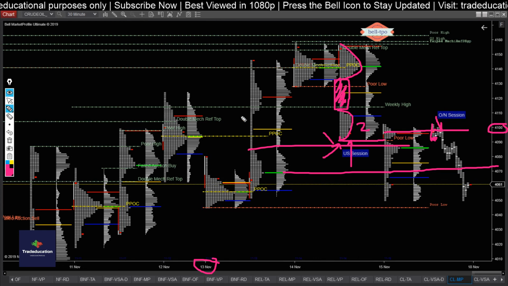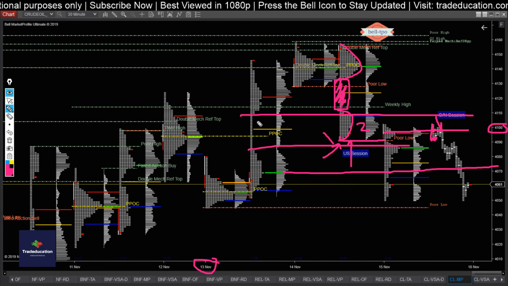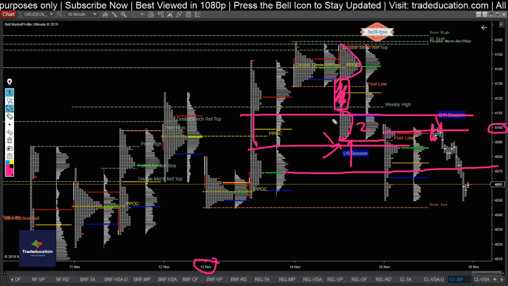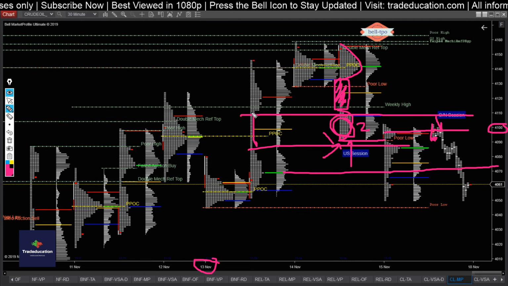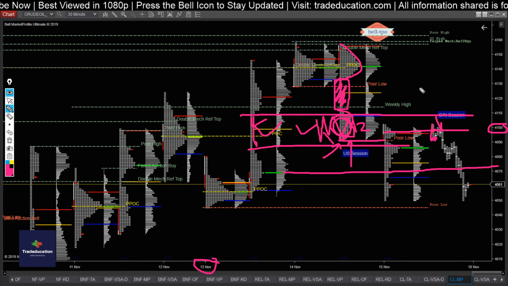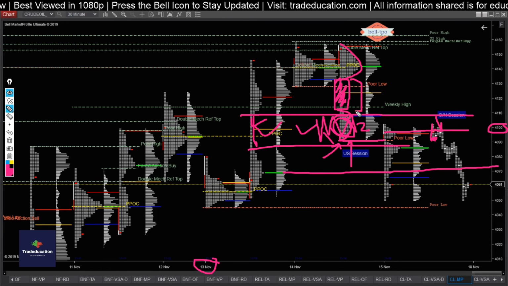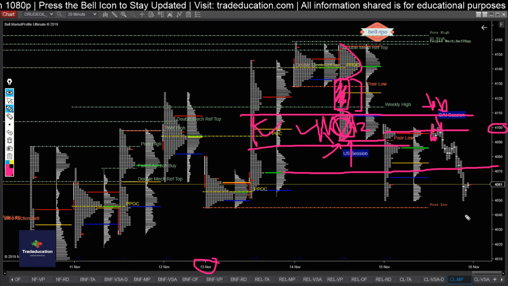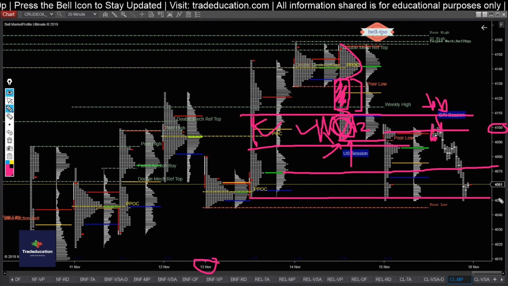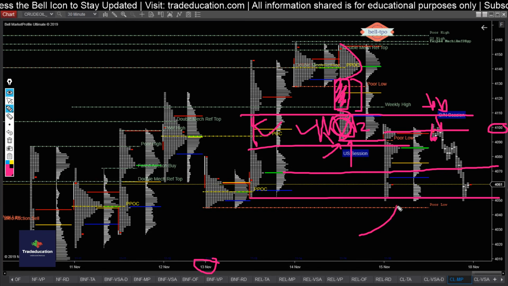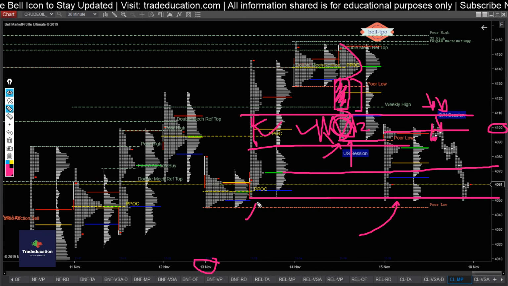Currently we also had a single print zone, and in this single print zone, this balance was formed, indicating that there is acceptance in the single print zone. Normally there will be rejection in a single print zone, but here there is acceptance. So sellers will be strong, sellers started stepping in, and right now they are taking the auction lower. Currently what we are seeing is buyers have started stepping in at this level, at the US session lows.